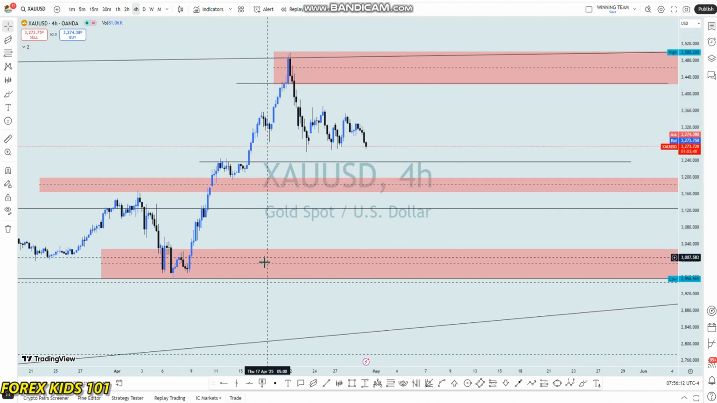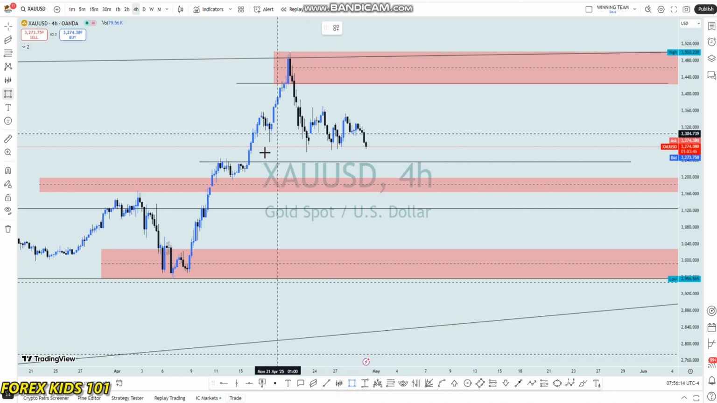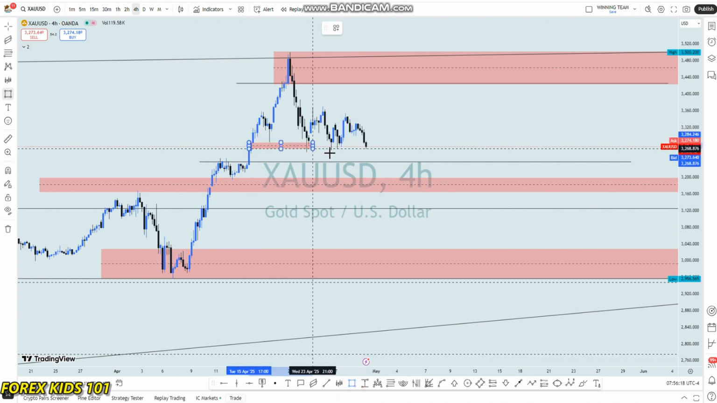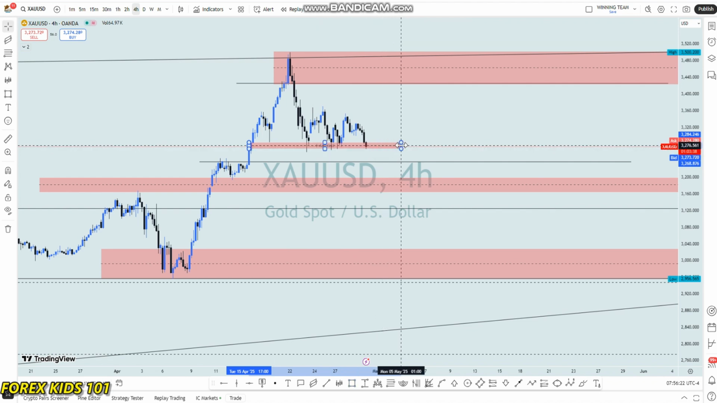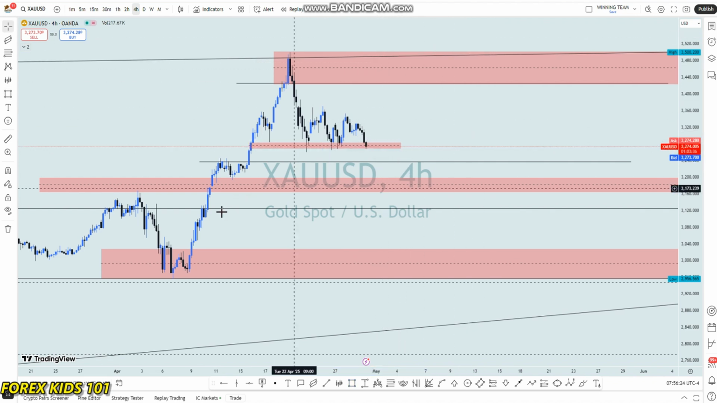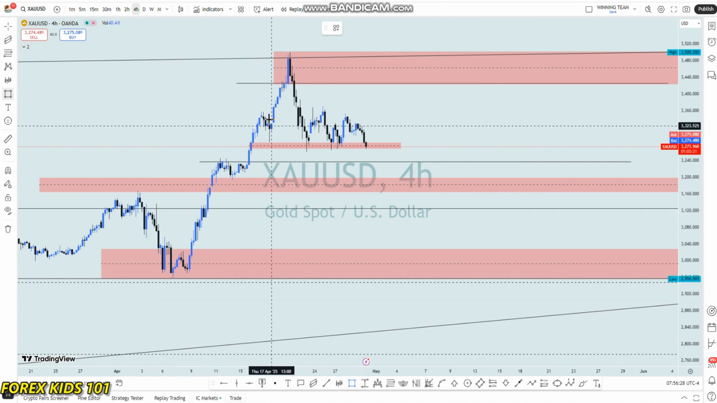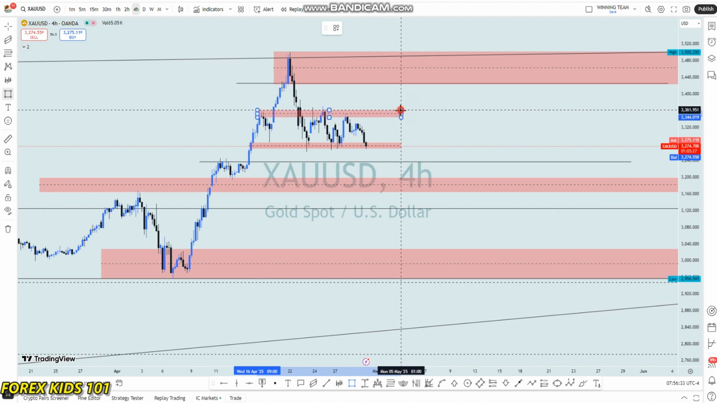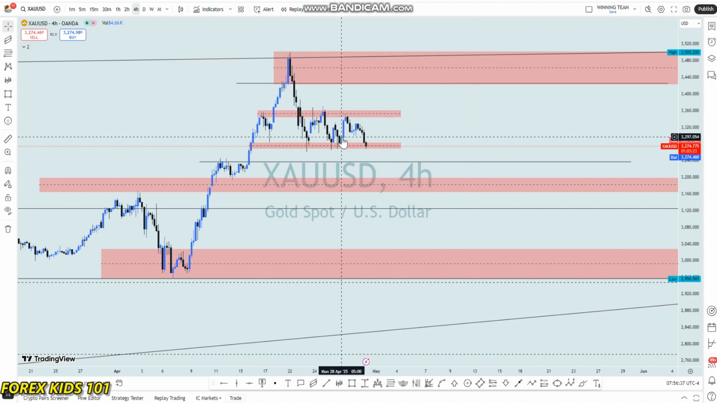And one thing that we are going to be looking at now is the support that we had here, with this 4 hour support. We have the 4 hour support, and the 4 hour resistance, which is up here. So gold was bouncing inside this price.